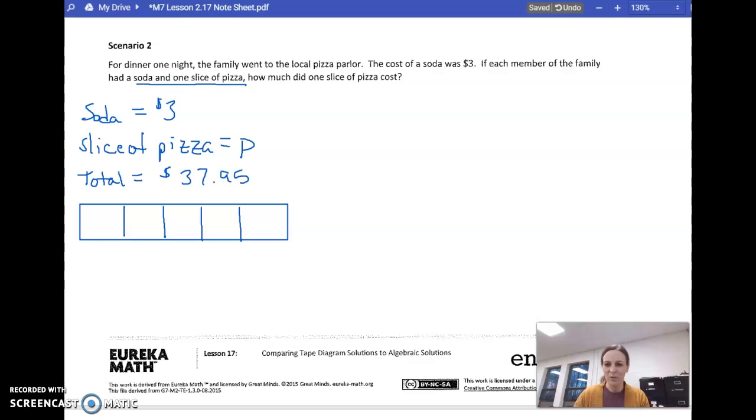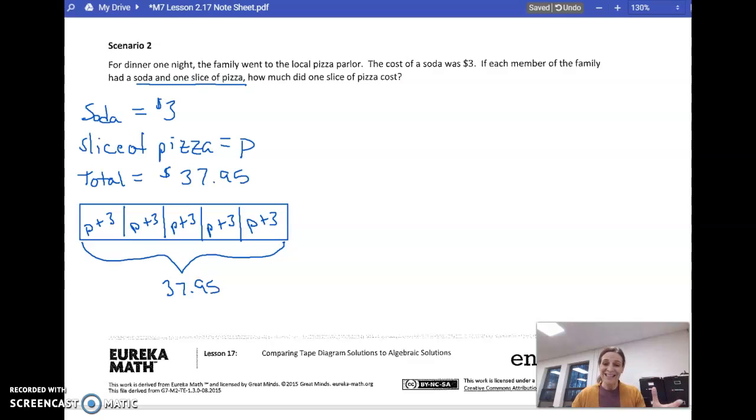Remember, I've been going like this plus this. Well, it doesn't matter the order because it's adding. So I'm going to say P plus 3. Pizza plus soda. Would it matter if you did 3 plus P? No, remember, commutative property, we can change adding around. So P plus 3, P plus 3, and P plus 3. Pizza plus our soda for a total of $37.95.